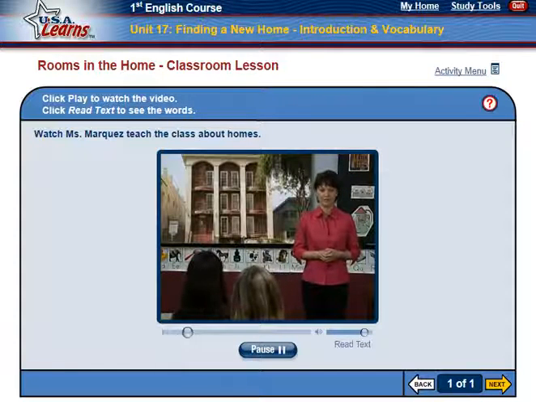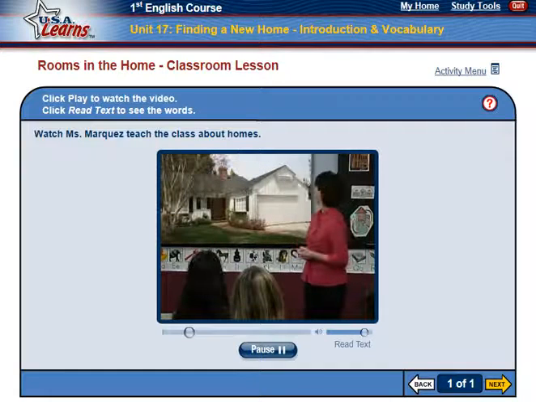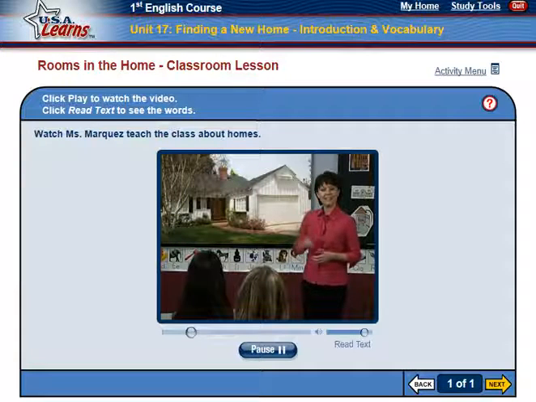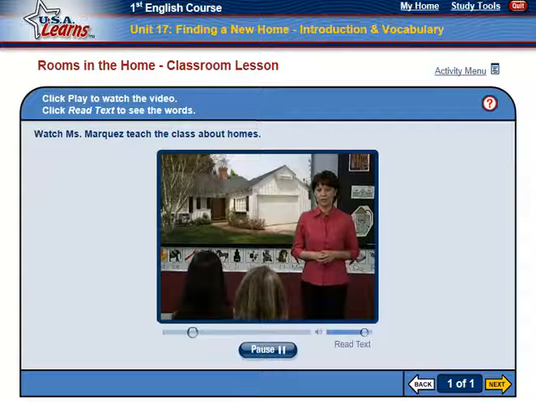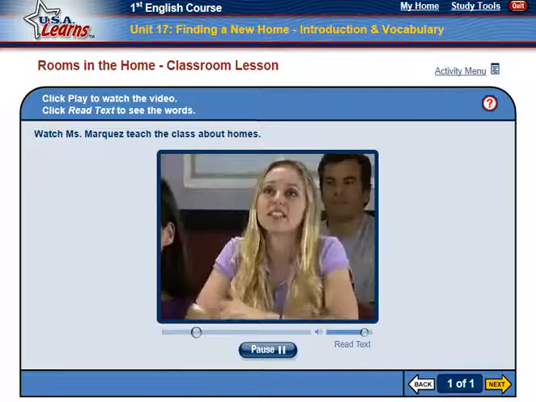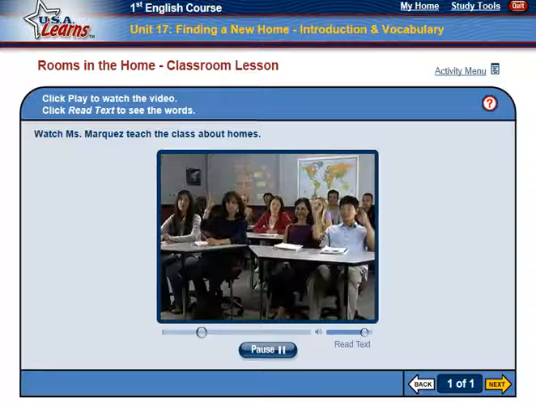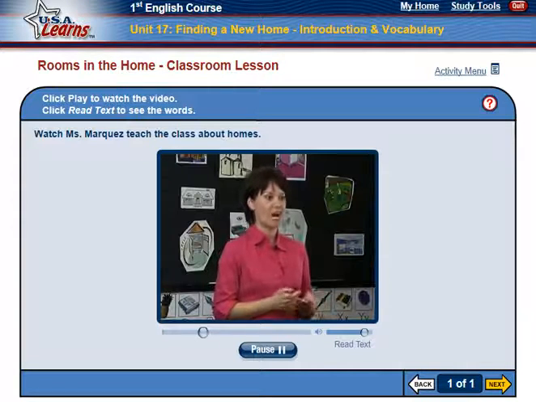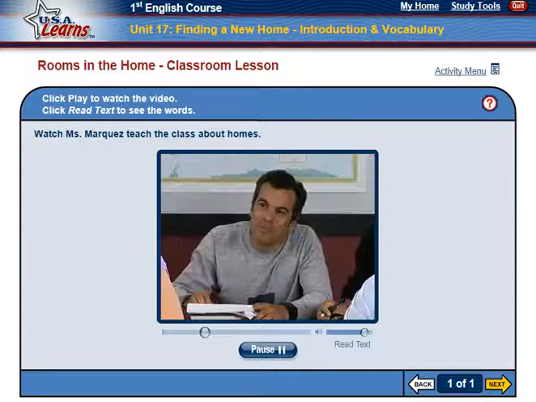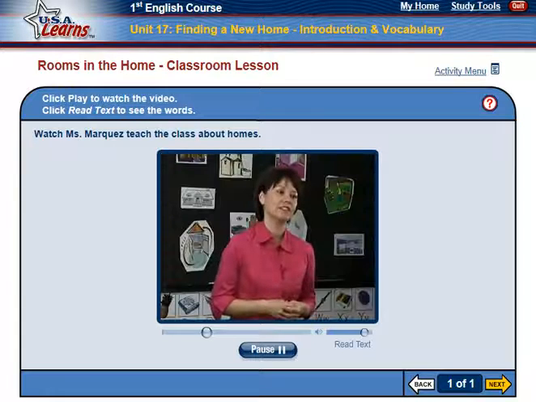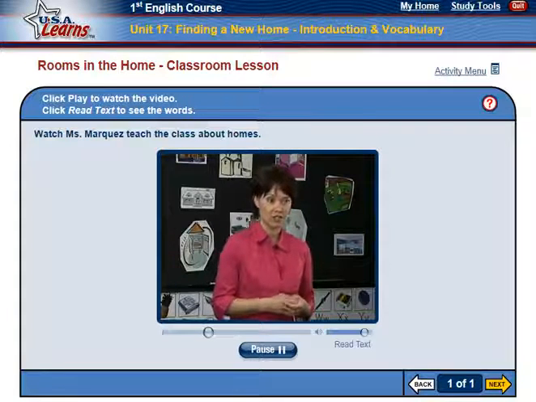Let's look at another picture. Is this an apartment building? No, it isn't. Does anyone know what it is? It's a house. Yes, this is a house. How many of you live in a house? 5 of you live in a house. How about you, Miss Marquez? I used to live in an apartment until last year. Now my family lives in a house.